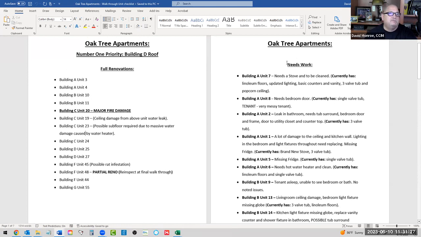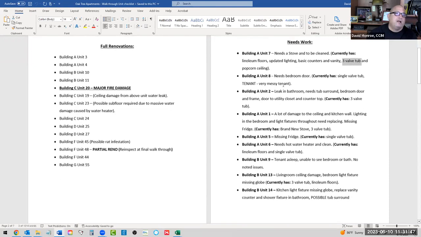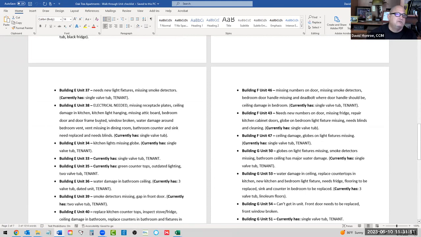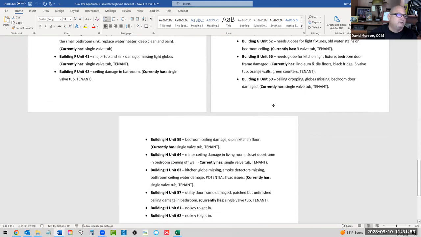So for the rest of the apartments, these just need work. So building A, unit 7 needs a stove and to be cleaned. Currently has linoleum, updated lighting, basic counters and vanity, 3-valve tub, which means it doesn't have the single valve diverter valve, and popcorn ceiling. So these were the kind of notes we took on every single one of the units, and we walked all the units.